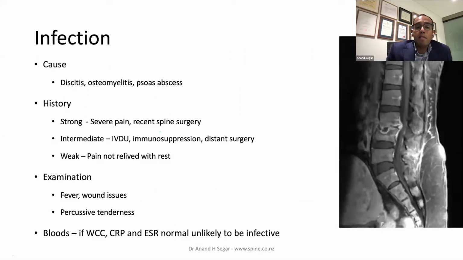Infection would be discitis, osteomyelitis. I think these have died. So things in the history that would make you worry would be a history of severe pain or recent spine surgery. So someone that's coming to see you after spine surgery, you'd think about a deep infection or superficial infection. Someone who uses IV drugs, which is uncommon in our country generally. Immunosuppression or distant surgery. So someone that's had surgery, say, a year ago. A weak predictor would be pain not relieved with rest. They would have fevers and wound complications if they've had recent surgery. And percussive tenderness is also an important finding. Generally, if the bloods are normal, white cell count, CRP or ESR, it's unlikely to be infective.